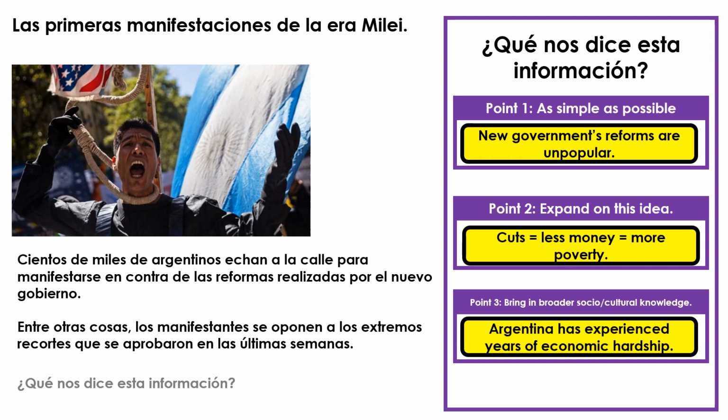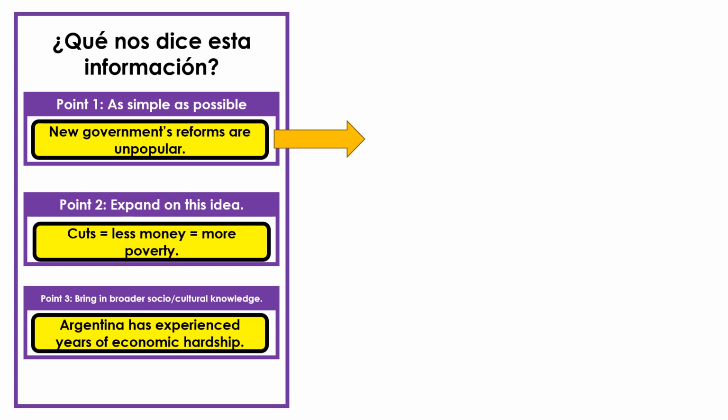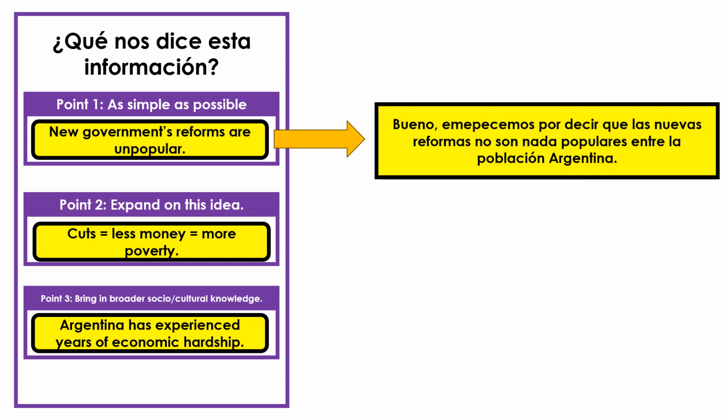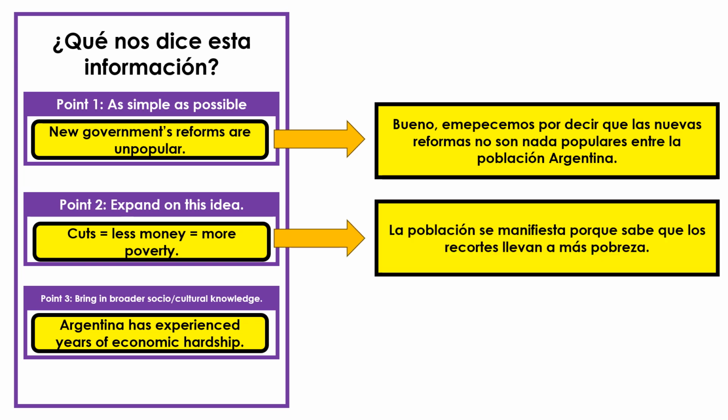So putting this together then, a response to this could be, using this framework here, point 1 could be, bueno, empecemos por decir que las nuevas reformas no son nada populares entre la población argentina. Well, let's start by saying that the new reforms aren't popular at all amongst the Argentine population. La población se manifiesta porque sabe que los recortes llevan a más pobreza. The population's protesting because it knows that the cuts will lead to more poverty. You could have said something like, it believes that, cree que los recortes llevan a más pobreza.